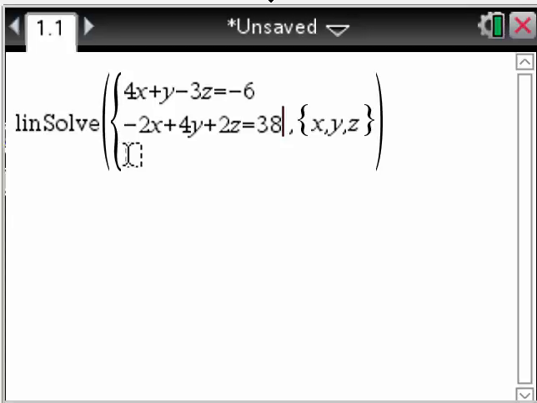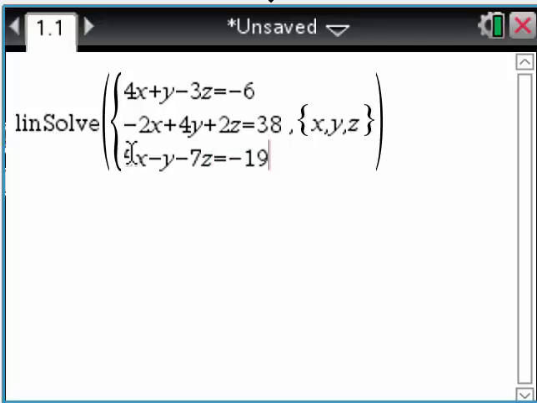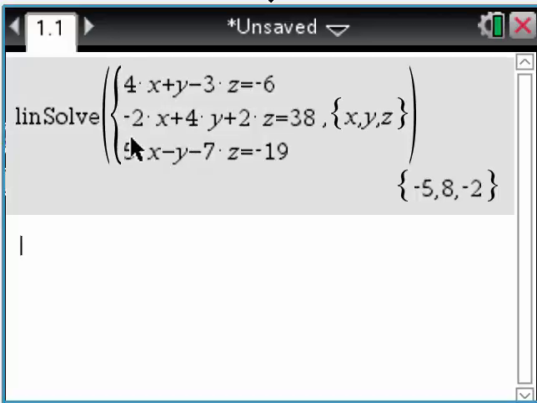And the last equation, and a calculator is only as good as the person typing it in. If you type it in wrong, you're going to get the wrong answers. So 5x minus y minus 7z equals negative 19. All you have to do is hit enter. And negative 5, 8, negative 2 matches what we got.